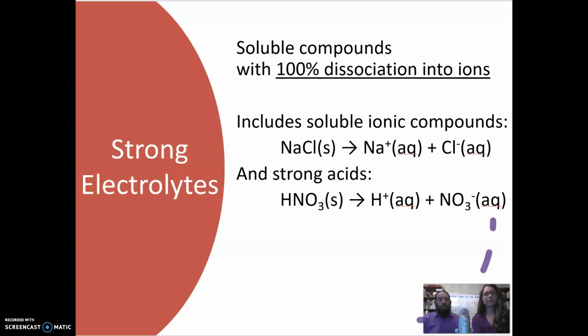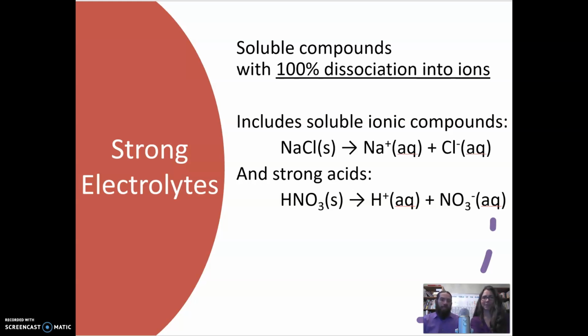Mm-hmm. So strong electrolytes. We're back to this term electrolytes. We have strong electrolytes, and these are soluble ionic compounds that 100% dissociate into ions. Now, I said ionic compounds, but there's also another group of compounds, and these are the strong acids, and there's 6 of these strong acids. We're going to get to those in a second.